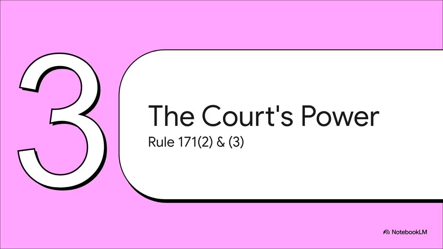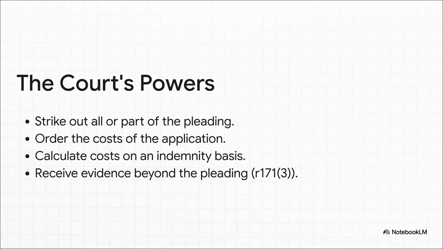So let's say you've made your case. You've established one of those grounds under Subrule 1. What happens next? What can the court actually do about it? Well, the powers under Subrules 2 and 3 are pretty significant. Okay, look at this. Under Rule 171, Subrule 2, the court can obviously strike out the pleading. But, and this is a big deal, it can also order costs and even calculate them on an indemnity basis. That's a huge strategic weapon. And then you've got Subrule 3, which says the court can look at evidence beyond just the pleading itself. So it's not operating in a vacuum. It's an incredibly broad and flexible power.